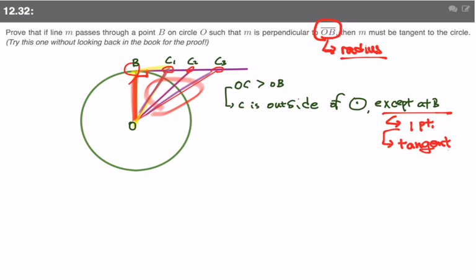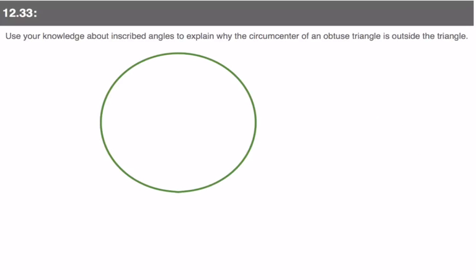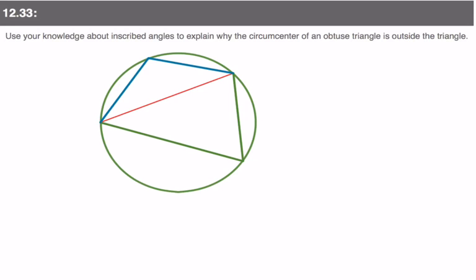All right, let's move on to the next question. Use the knowledge about inscribed angle. Explain why the circumcenter of the obtuse triangle is outside of the triangle. So here we have two lines. Now, about the red line, I can make two triangles, one with the blue and one with green. Now, in this case, the center will be right around there.